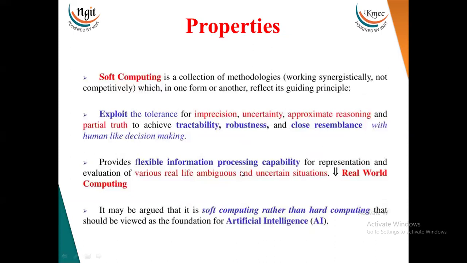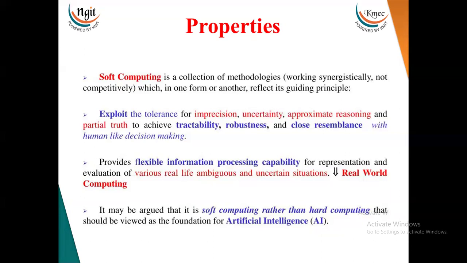What are the basic properties of soft computing? First, it is a collection of methodologies that work synergistically, not competitively, and it reflects in the following principles. First is to exploit tolerance for imprecision, uncertainty, approximate reasoning, and partial truth, in order to achieve tractability, meaning you can track any kind of complex problem, and robustness, so this can work under any conditions. And third is close resemblance to human-like decision making.